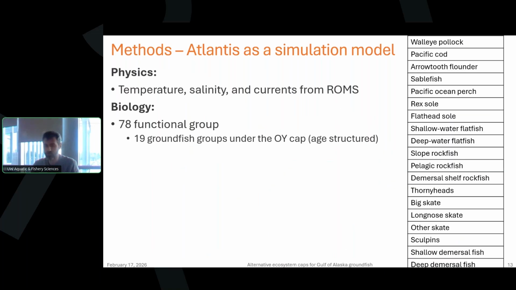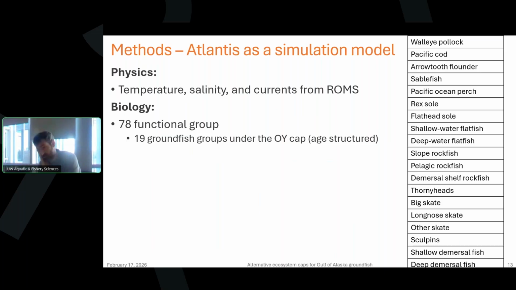There's quite a lot of functional groups, but the ones that I will mostly talk about today have to do with 19 groundfish groups, and those are the ones that, in the real world, correspond to the species that are managed under the optimum yield cap. And all of these are modeled as age-structured populations. That's the list there on the side.